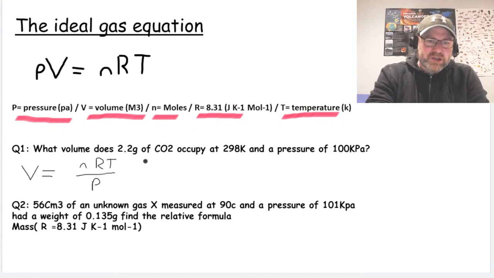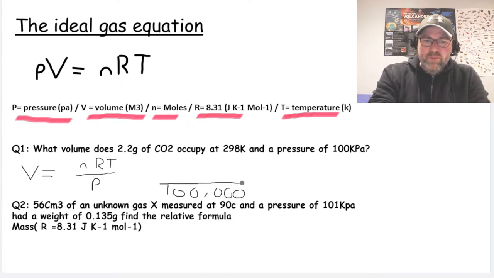We need to convert pressure to 100,000. This is where you're scoring the marks. There's always conversions here. Like I say, these are normally minimum four marks. Well done, Karim. Convert the pressure to 100,000. What about on top? R is always 8.31, so we can just write our R in there, 8.31.